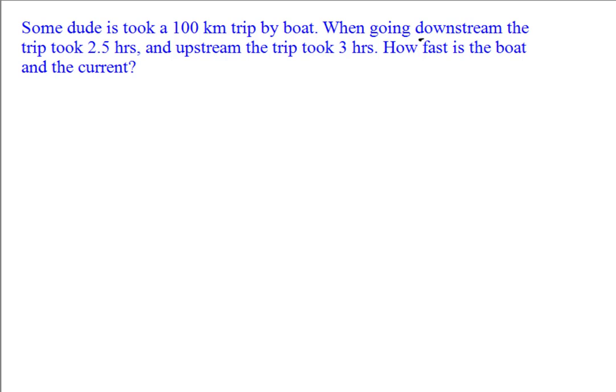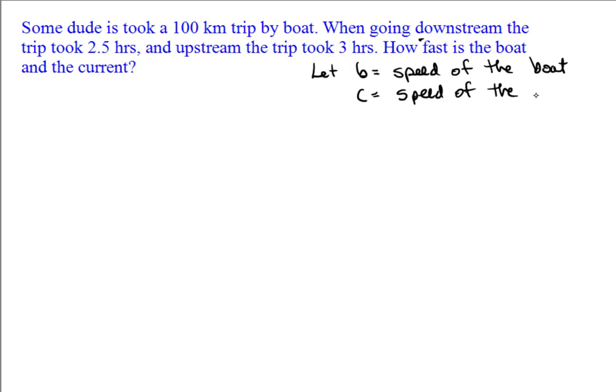So first, as we begin, let's define a couple variables. We will let B be the speed of the boat, and we will let C be the speed of the current. So this will allow us to put these pieces together and make a system of equations.